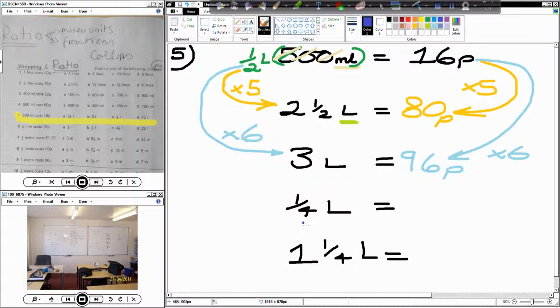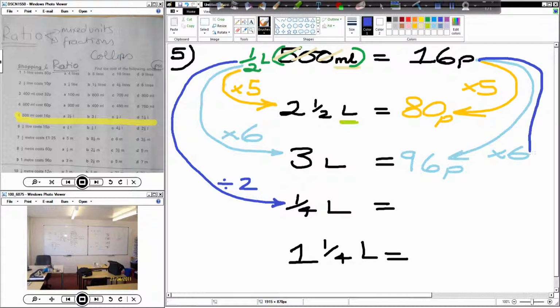Okay, next one, Ruqayya. I want to get to a quarter of a liter. Which one do I go from? Lovely. So half to a quarter. How do I get from half to a quarter? Divide by 2, because a quarter is half of a half. So you do 16 divided by 2. 16 divided by 2 is? 8.